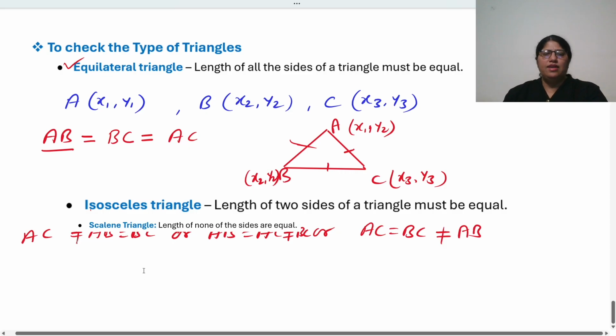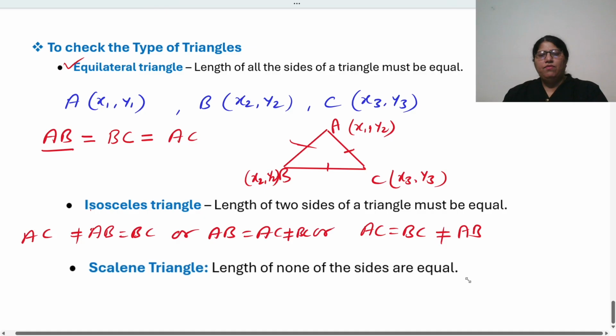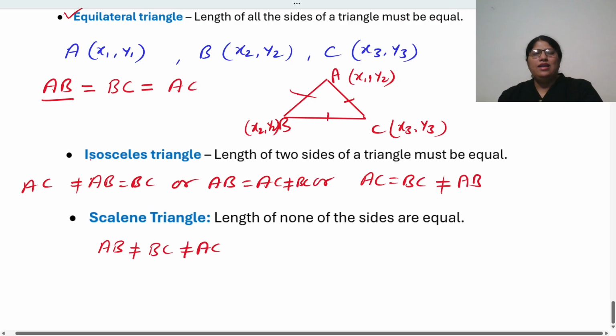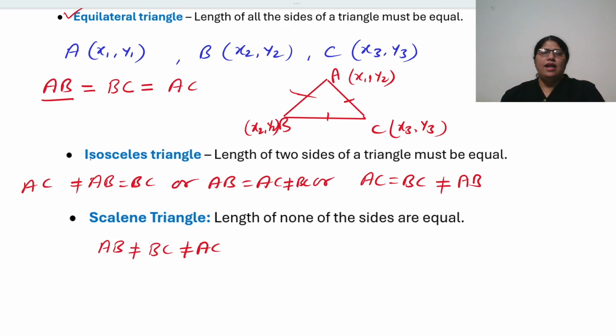So for a scalene triangle, how are you going to do it? Same thing, but AB will not be equal to BC. So what is the case? You will get the lengths using the distance formula and none of the sides should be equal. Then it is a scalene triangle. Generally, you get questions for equilateral triangle and isosceles triangle. Now, sometimes you get a right triangle also.